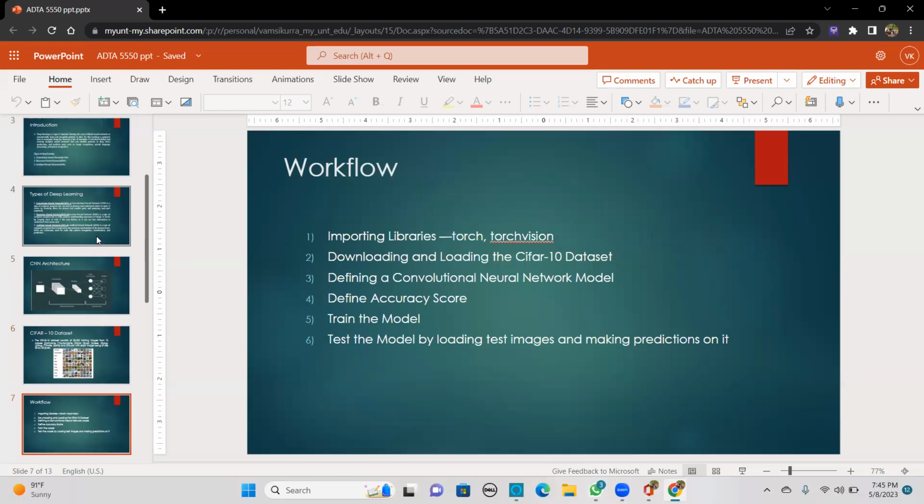And the workflow: importing libraries, downloading and loading the CIFAR-10 dataset, defining a convolutional neural network model, defining the accuracy score, training the model, and testing the model by loading the test images and making predictions on them.